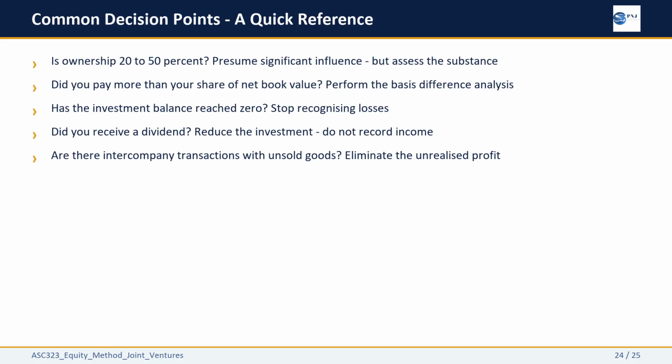Here is a quick reference for the 5 most frequent decision points you will face. Each question maps to a rule from the series. Is there significant influence? Check the 20 to 50% presumption and the substance of the relationship. Did you pay a premium? Run the basis difference analysis. Is the balance at zero? Stop. Did a dividend arrive? Reduce the investment. Are there intercompany goods still unsold? Eliminate the profit. These 5 questions cover the majority of real-world equity method situations.